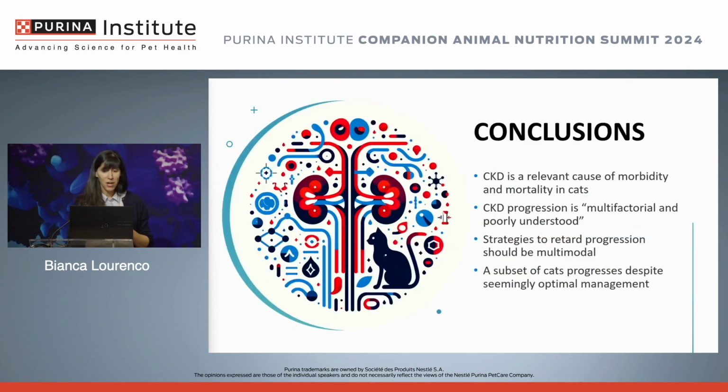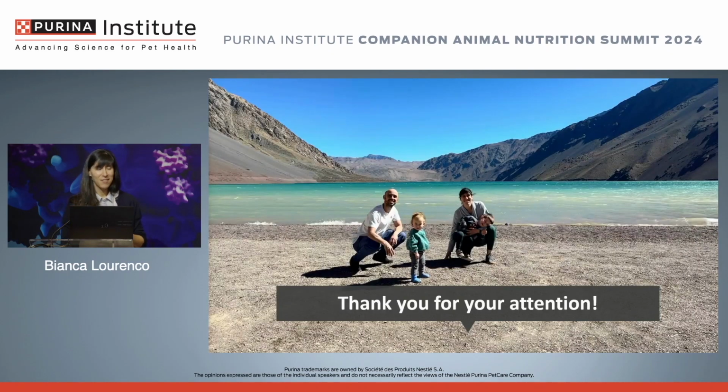So in conclusion, chronic kidney disease is a really relevant cause for morbidity and mortality in cats. I'm going to quote my husband, who's a poultry veterinarian, often uses this term that I love, and say that CKD progression is multifactorial and poorly understood, right? And so because of that, really strategies that we use to slow the progression should be multimodal because there's not one thing that is progressing the disease. And then I will say that unfortunately, many of you know this clinically, a subset of cats currently is going to progress no matter what you do, and so really we should continue studying the factors for progression so we can offer better alternatives. With this, I'm really grateful to you for your attention.